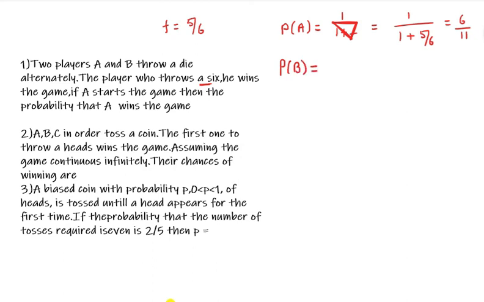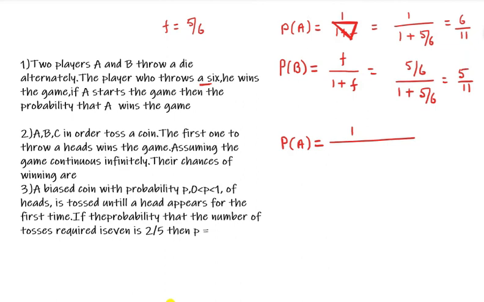Suppose you want to find out the probability of B winning, directly we can write F divided by 1 plus F. So you will get 5 by 6 divided by 1 plus 5 by 6. You will get the answer here as 5 by 11. Suppose here 3 events are there, then in that case we can write P of A is equal to 1 by 1 plus F plus F square, that means the probability that A wins the game when A started the game. But what is the probability that B wins the game? F by 1 plus F plus F square.